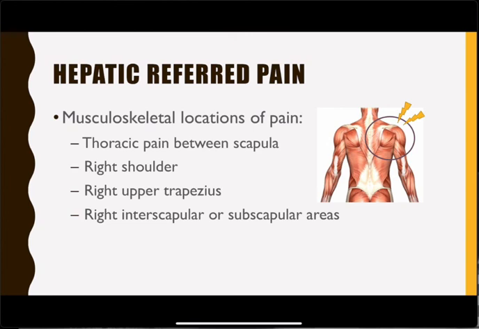So these are just some of the common referral patterns for the liver, and you can see how they could be well hidden, like right interscapular, subscapular pain. It's not an easy area to get at. So if you can't induce it in the evaluation, that should be kind of a red flag.